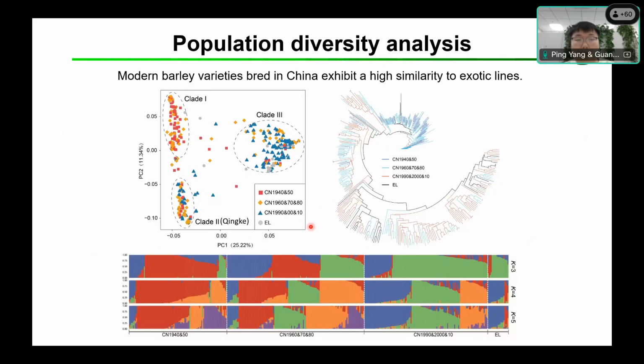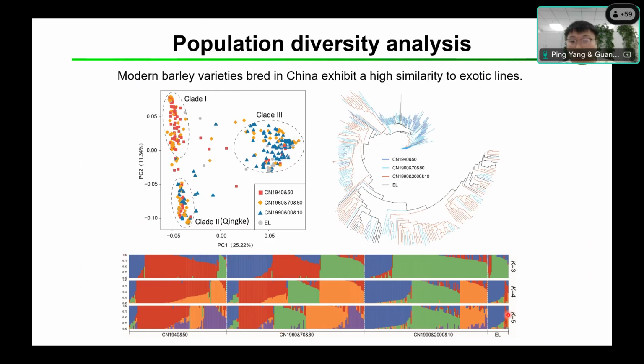In PCA analysis, the Chinese barley varieties can be classified into 3 clades. Clade 1 mainly consists of Chinese early varieties. Clade 2 mainly consists of Qingke varieties. And clade 3 mainly consists of modern barley varieties, which cluster together with exotic lines. The phylogenetic tree also showed similar results.